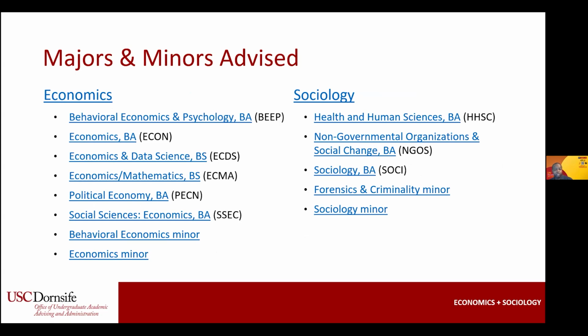So the majors under the economics department will be behavioral economics and psychology, economics BA, economics and data science, economics mathematics, political economy, social science with emphasis in economics, and then we have a couple of minors, behavioral economics as well as economics minor. We also do advise in the sociology department in the majors of health and human sciences, non-governmental organizations and social change, sociology, and then for this we have a couple of minors as well, forensics and criminality minor and the sociology minor.